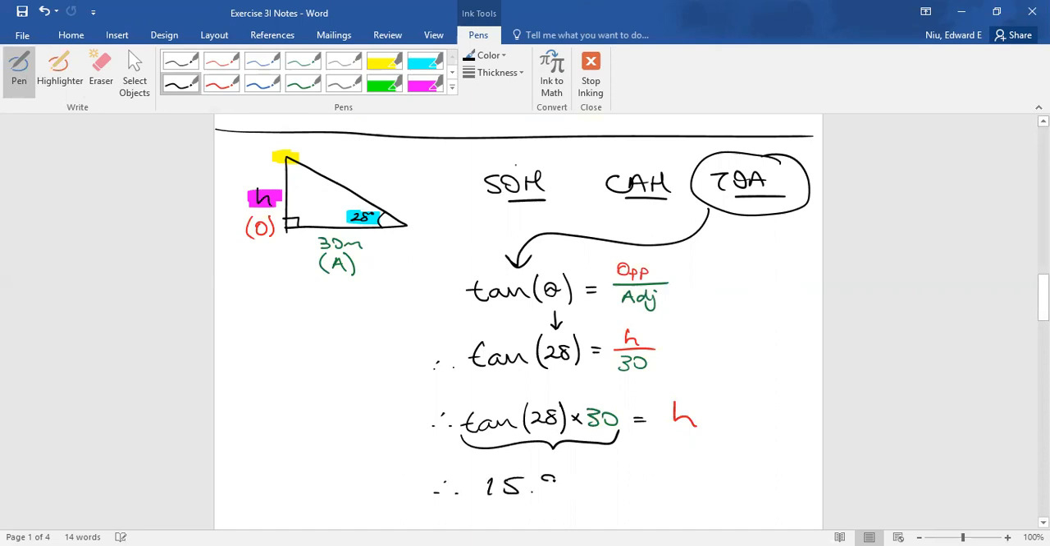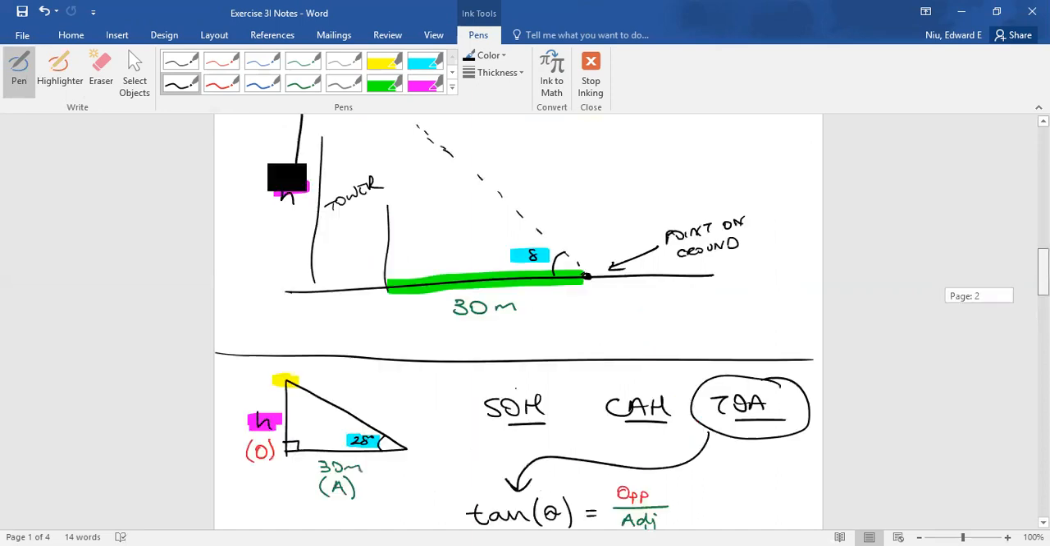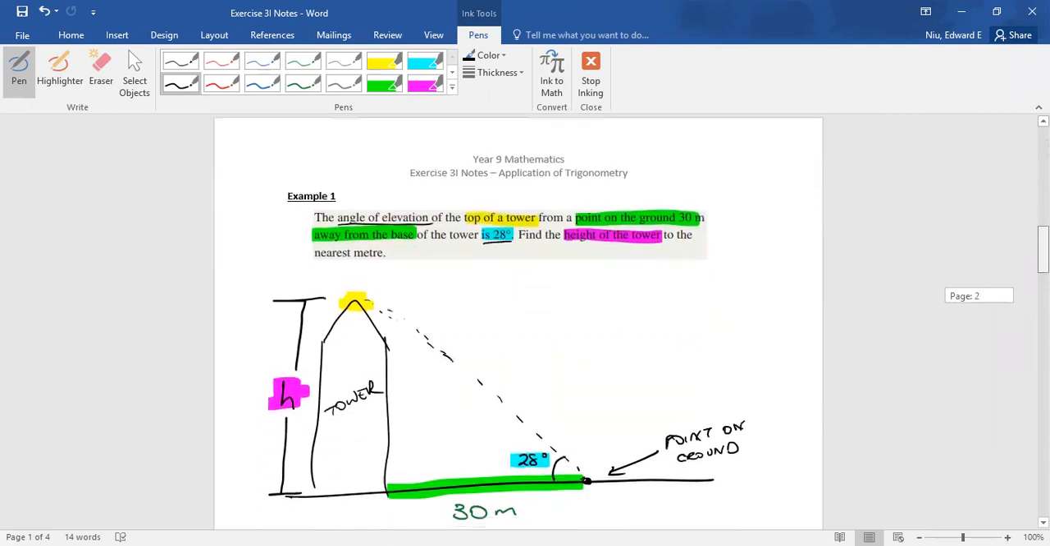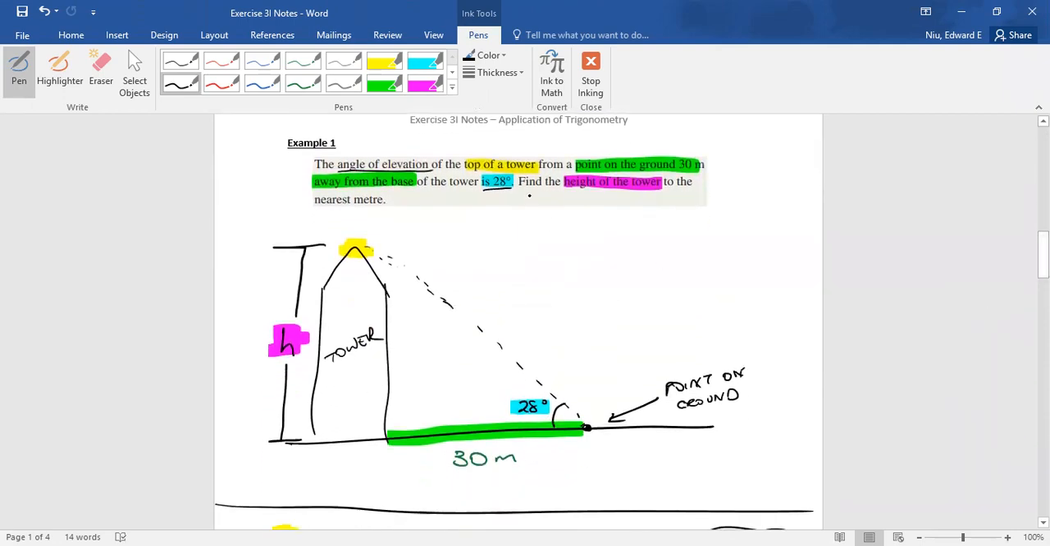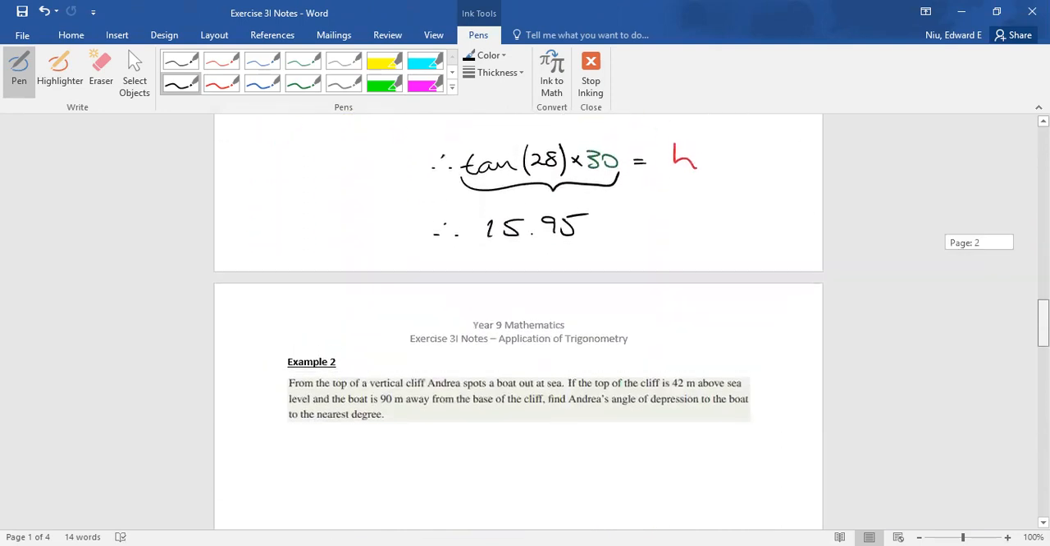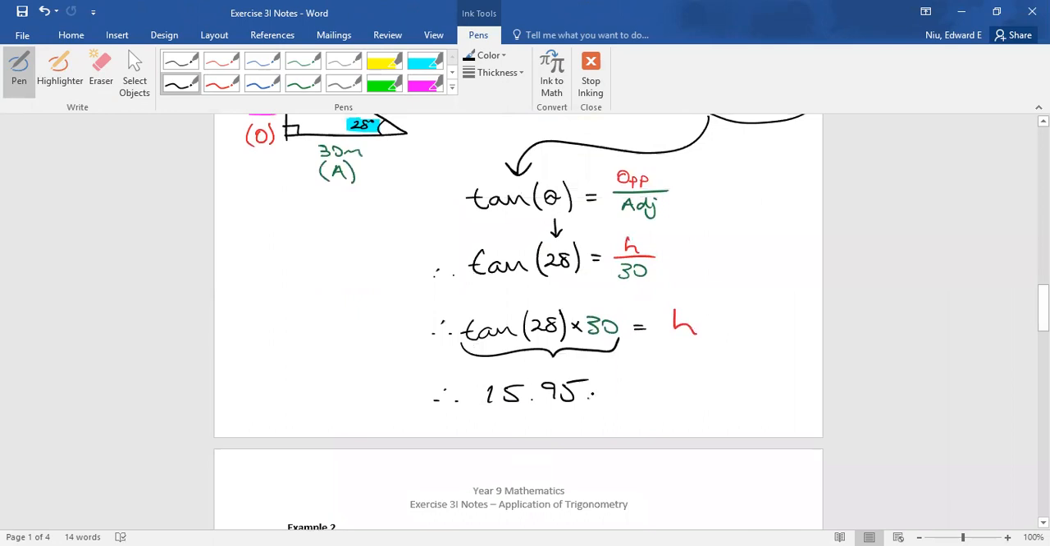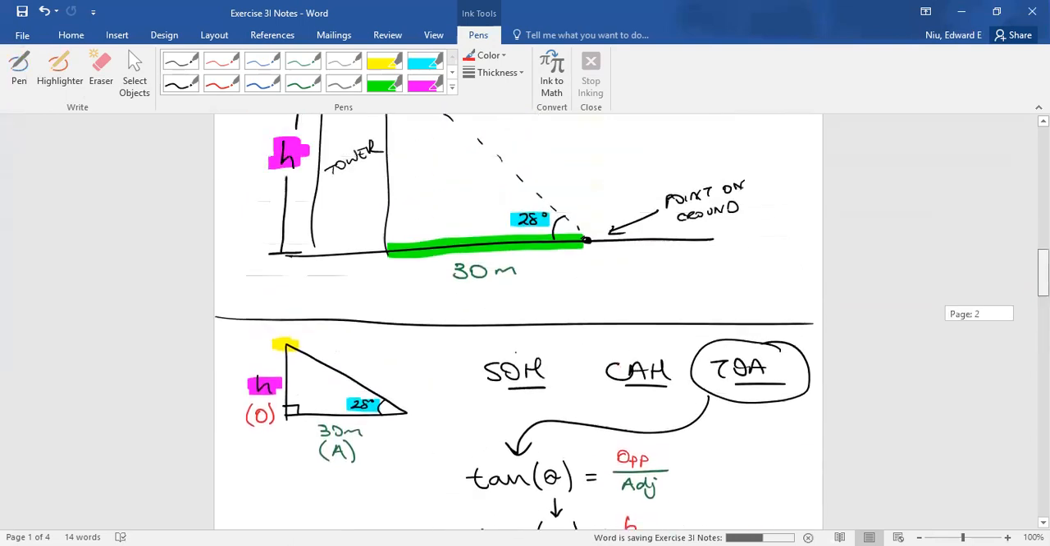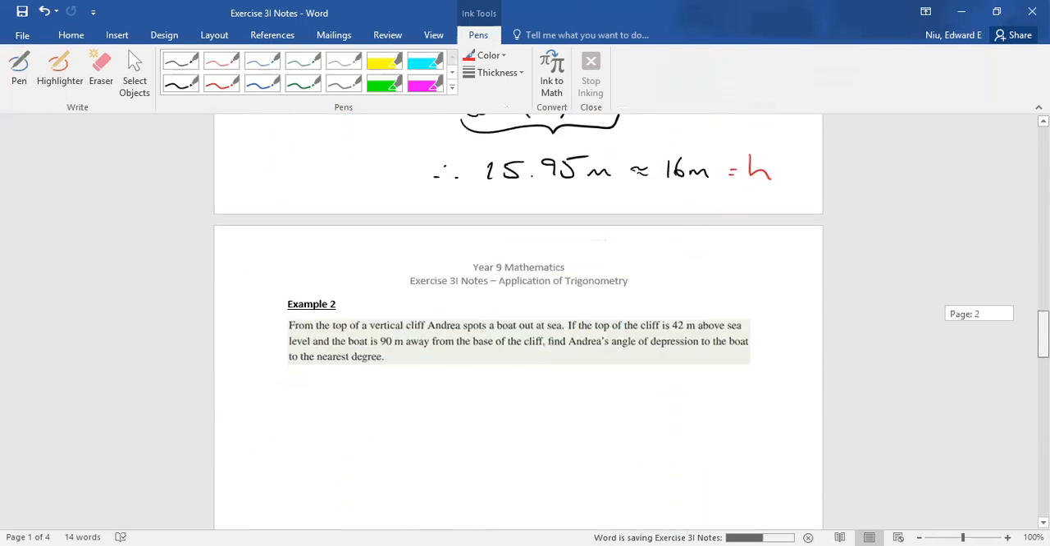15.95. But make sure you don't forget the units. What we're dealing with here is meters. And the question says, find the height of the tower to the nearest meter. All right, so we've got to say this is 15.95 meters, which is equal to 16 meters rounded. And that there is our height. Cool. Hopefully that makes sense. If it doesn't, please let me know, either in the comments or by email.